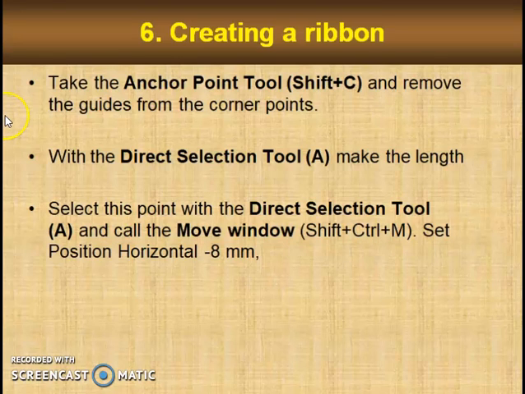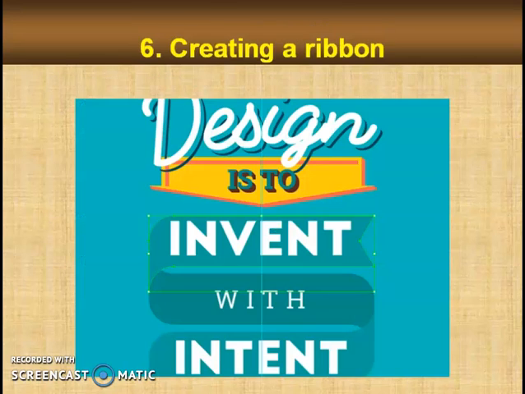Use the pen tool, put a point in the middle of the right side of the ribbon. Select this point with the direct selection tool and call the move window. Press Shift plus Ctrl plus M. Set position horizontal 8 mm, position vertical 0 mm and click OK. Here is what the element looks like now.